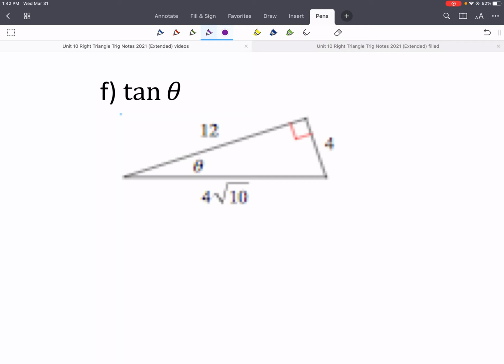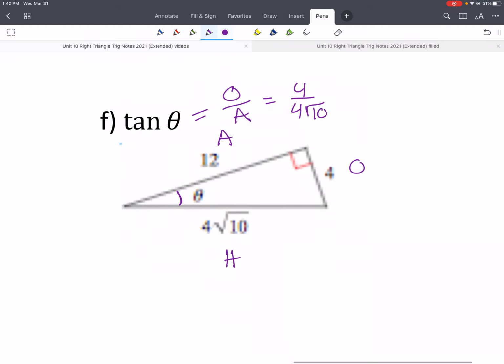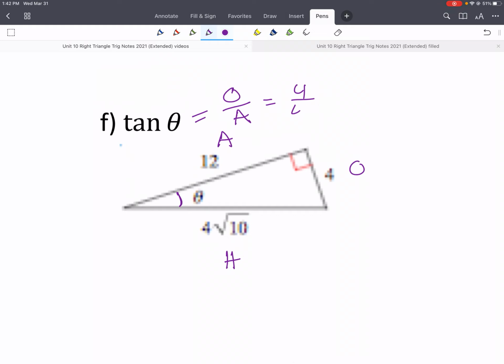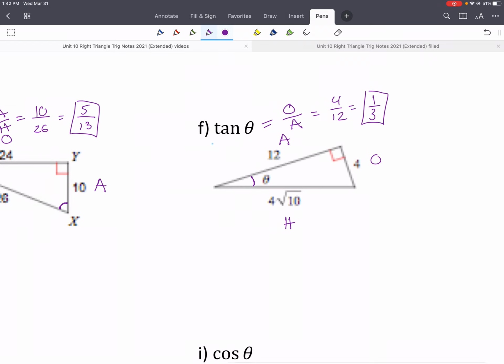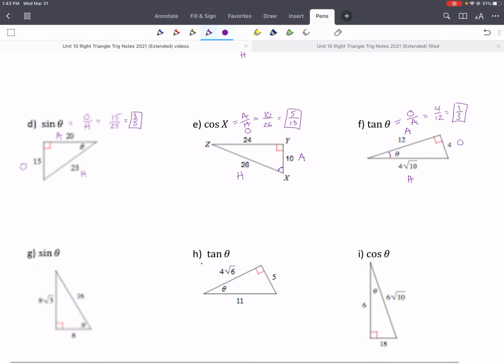All right, tangent. So here's our reference angle. Here's our hypotenuse, our opposite, and our adjacent. Tangent is TOA, so opposite over adjacent. So that's 4 over 4 square roots of 10. Sorry, I did that wrong. It is 4 over 12. So that gives us 1/3. I was trying to get ahead of what we're covering in a little bit. Hopefully you feel good with that. It's pretty quick. Label the sides. Make sure you're using SOHCAHTOA, so you don't mix things up, okay?